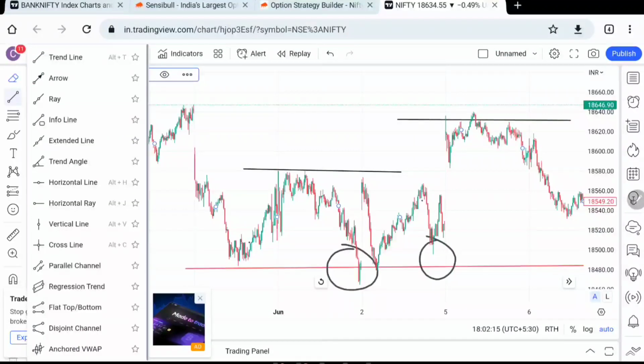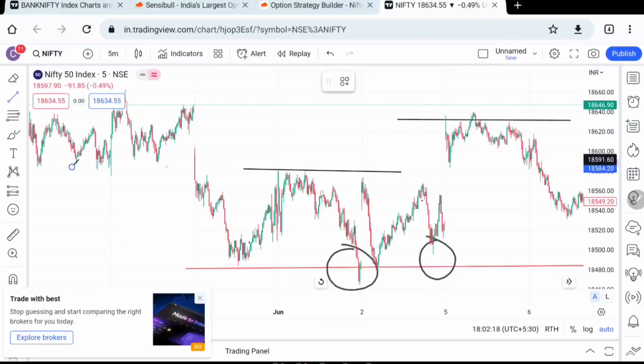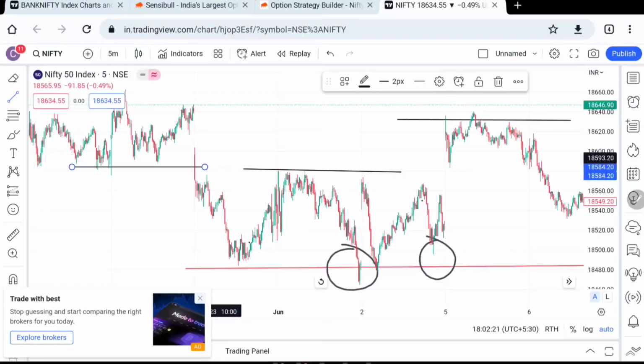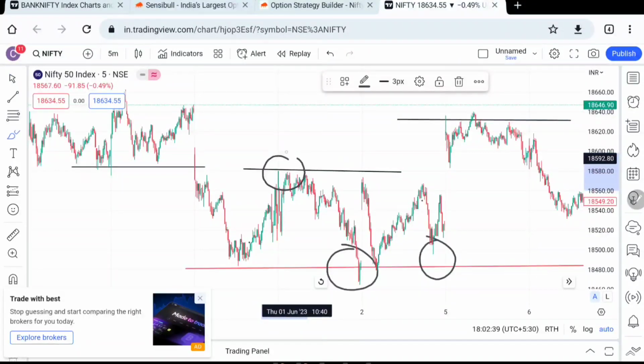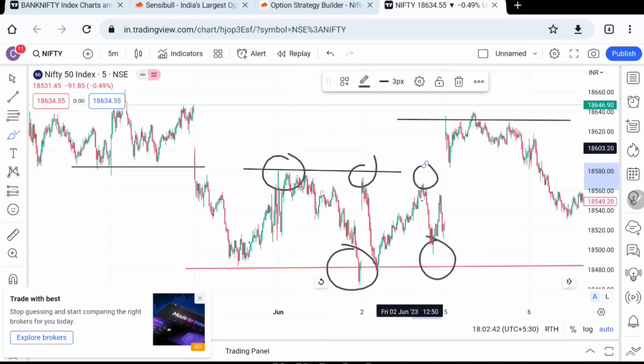Now let's see. See here, this is the support, and the market is moving up. Once it has been broken here, you can see it becomes a resistance now. The market is not going above this point. You can see here clearly, it's not moving above this point, so it becomes a resistance. This is how supports and resistances change their nature once they are broken. If support is broken, it becomes a resistance. If resistance is broken, it becomes a support.